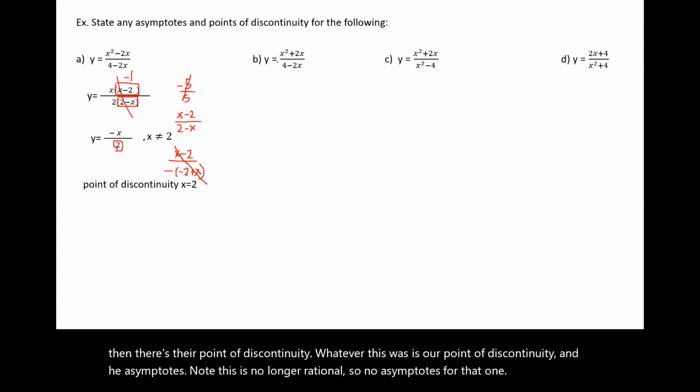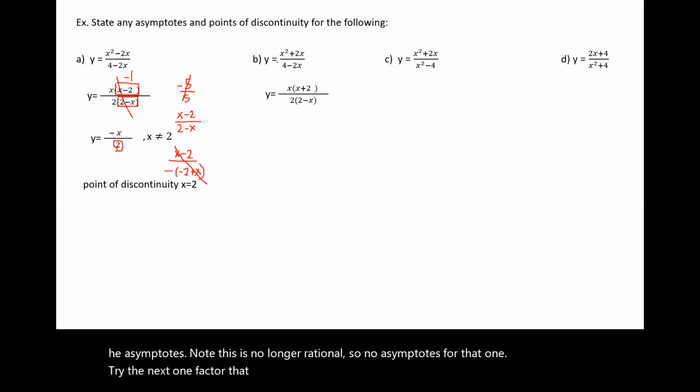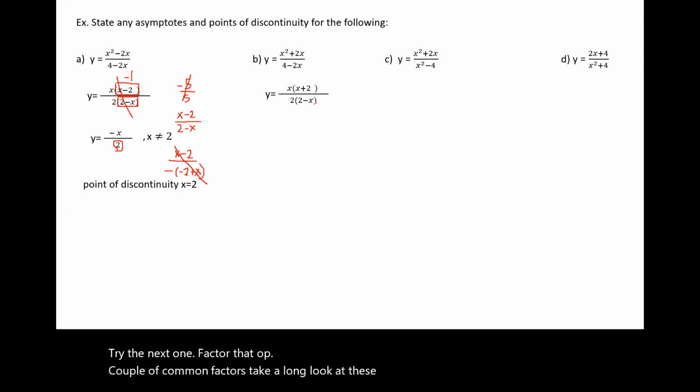Let's try the next one. Factor the top. A couple of common factors. Take a long look at these two. They are not the same and nor are they opposites. So there's nothing we can get rid of.